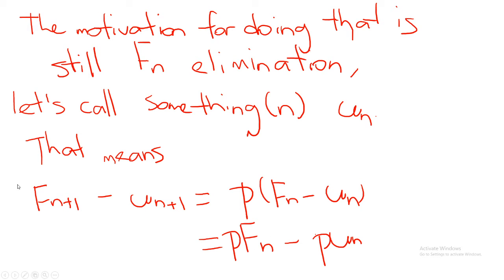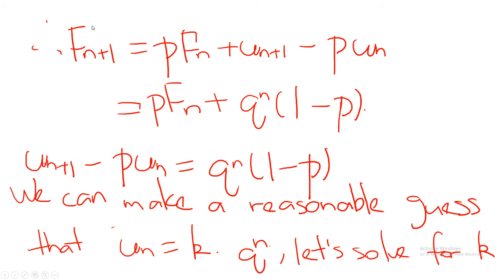And that means Fn+1 minus un+1 is equivalent to P times Fn minus P times un. We move this to the right part. Now Fn+1 is equivalent to P times Fn plus un+1 minus P times un. That is equivalent to P times Fn plus Q to the nth power times 1 minus P.